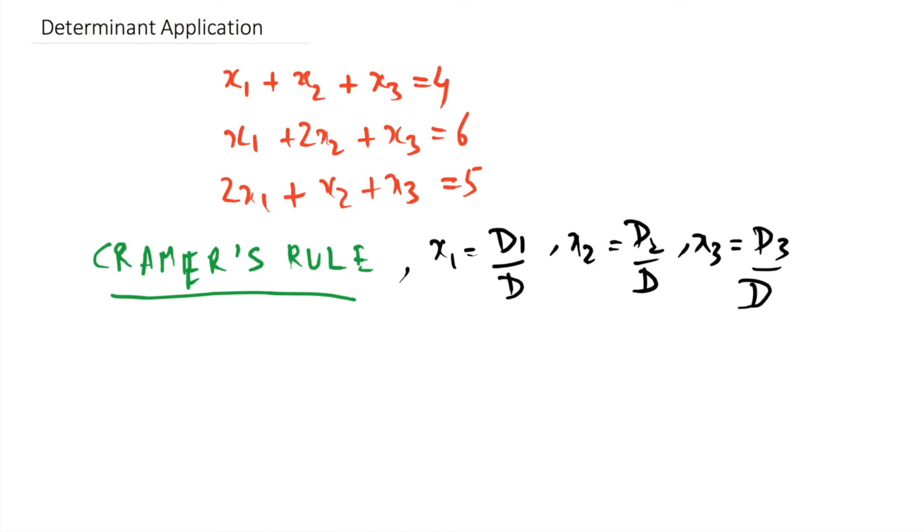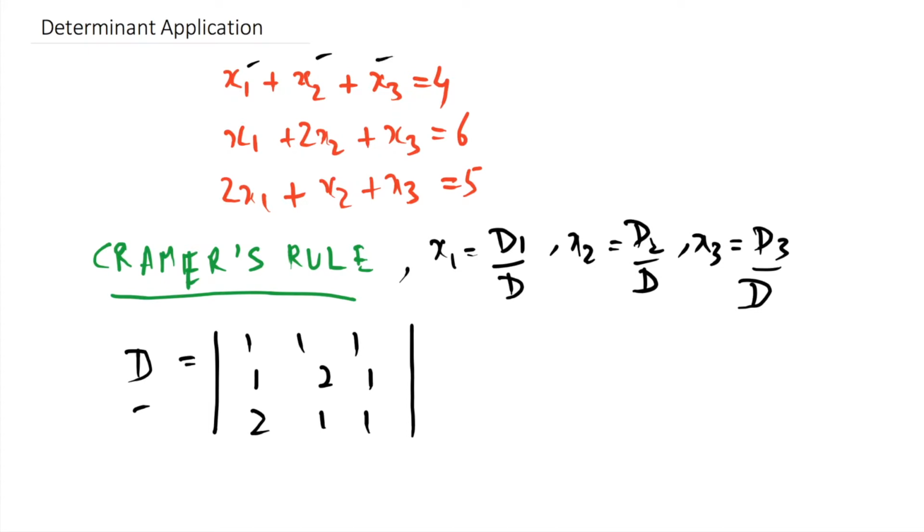All right, where D is going to be equal to 1 1 1, 1 2 1, 2 1 1. So D is nothing but the coefficients of all the unknowns in the same order. So we have the first row as 1 1 1, the second row is 1 2 1, and so on and so forth.